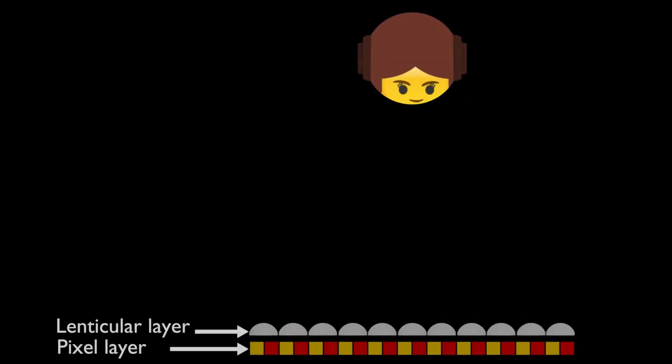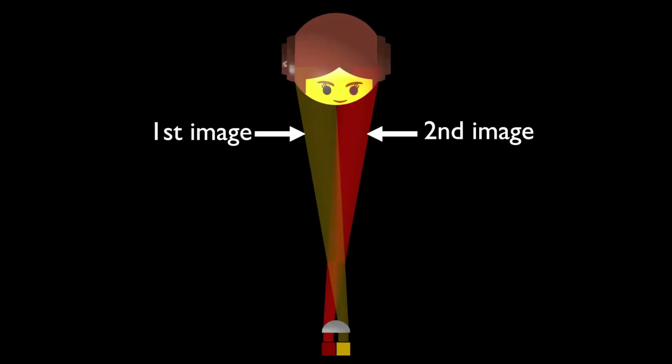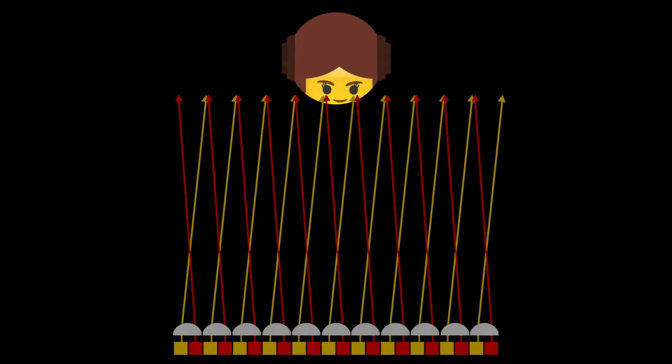The lenses together form a lenticular layer in front of the pixel layer. The first pixel forms part of the first image to the first eye, while the second pixel forms part of the second image to the second eye. The diverted lights, however, do not focus and no image can be seen. For an observer to see a single image, the lights need to be focused.